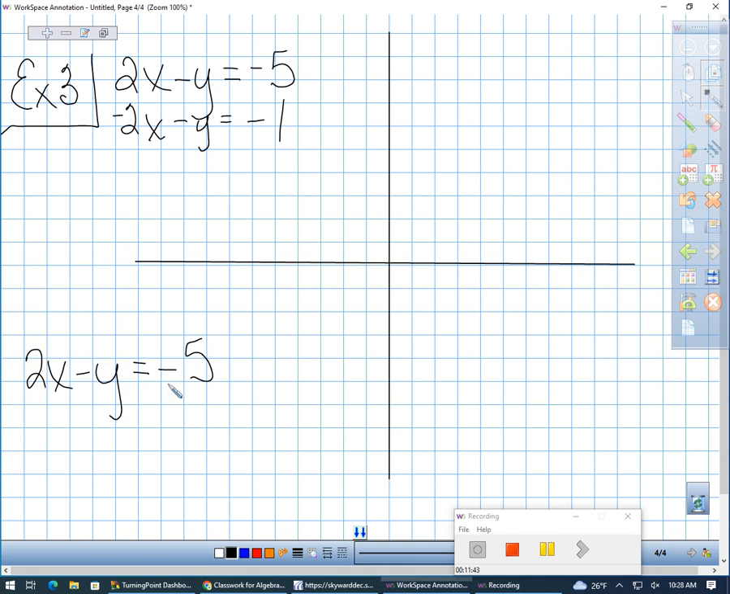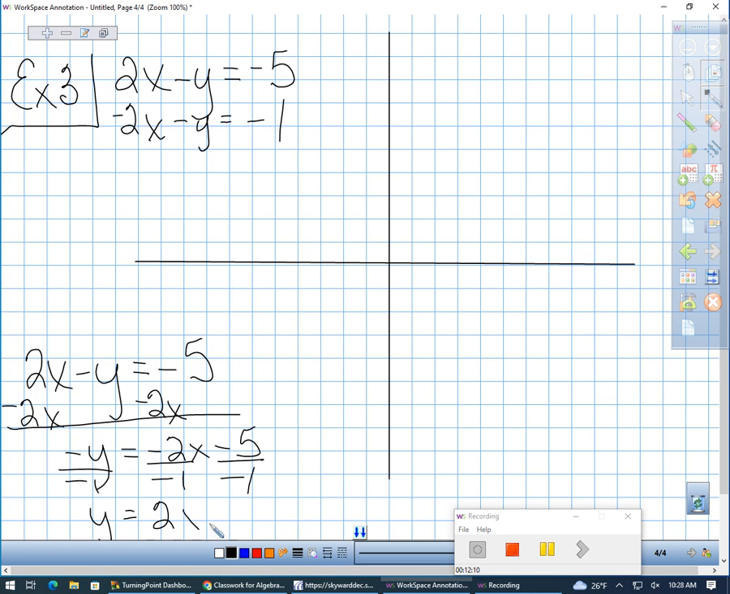To get y by itself, what's the very first thing I have to do? Minus 2x to the other side. I agree. So I have negative y equals negative 2x minus 5. Then, is y by itself right now? So I got to divide everything by a negative 1. I get y equals a positive 2x plus 5.